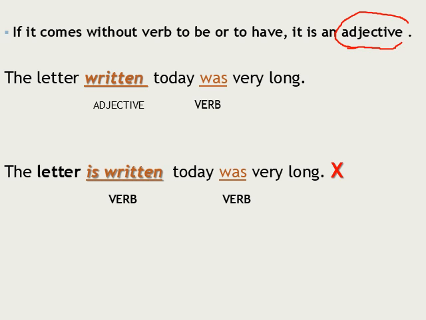Fine نشوف example. The letter written today was very long. Okay هلا the letter أكيد هي subject, written. Okay this is past participle. هلا هذا ال past participle هل إجا معه أحد أفعال have أو أحد أفعال be؟ No. Okay so it cannot be a part of the verb. Okay so here it comes alone. In this case it is an adjective.